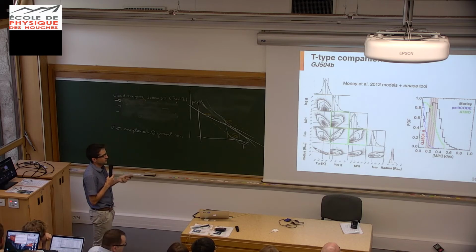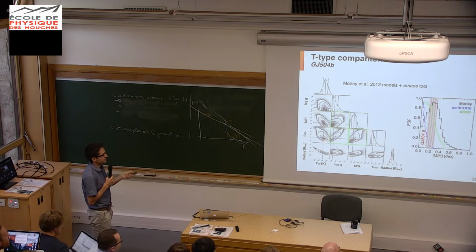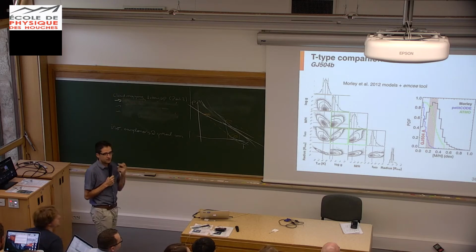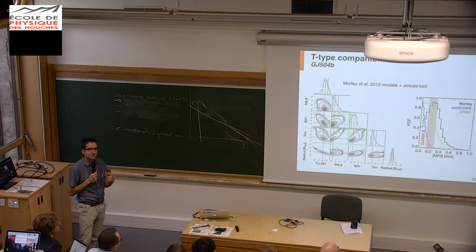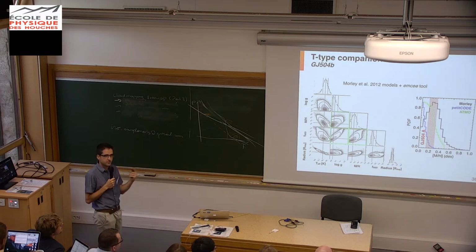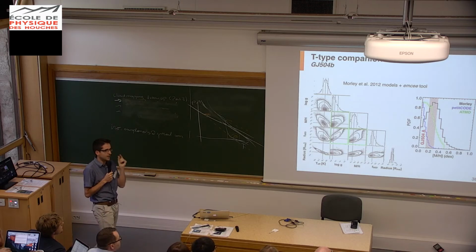So to keep it short, we use different models with different hypotheses on the cloud physics, and we are getting very different posteriors. So this tells you two things. Model-to-model systematics must be accounted for when you're deriving very fine details on your object, like metallicity and gravity.